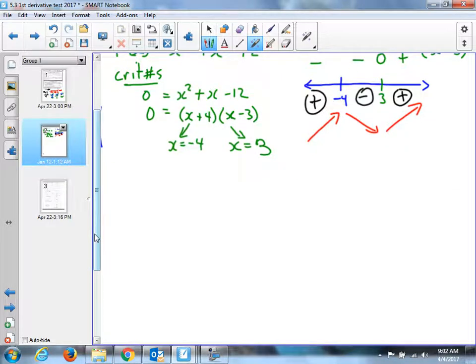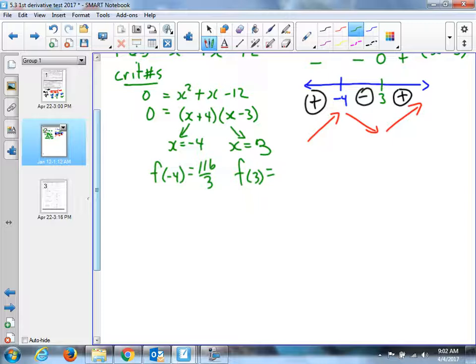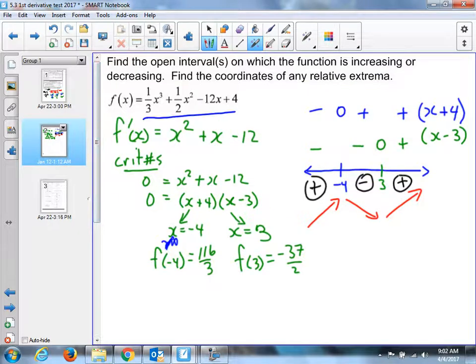Just for time-saving reasons, I'm going to find out f of negative 4 is equal to, I did the arithmetic last year, kids, 116 over 3. F of 3, you guys got calculators, so negative 37 over 2. Okay? You're plugging that into the original? Yes. This is not f prime. This is the function. If I plugged f of negative 4 into the f prime, what should I get? 0.